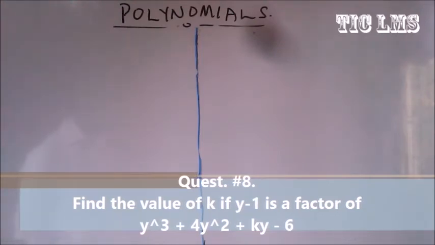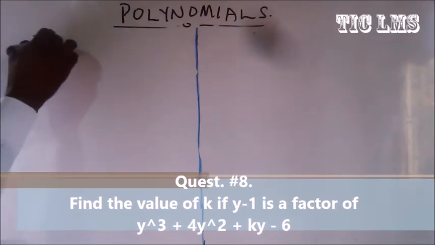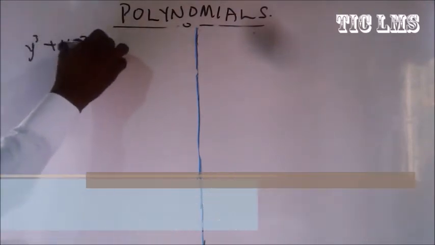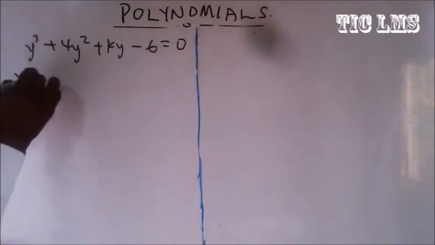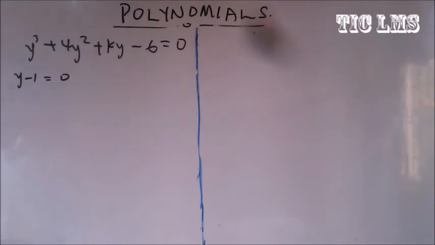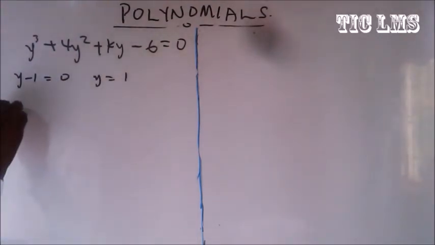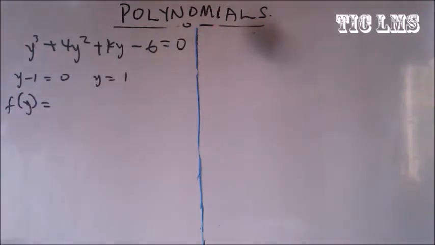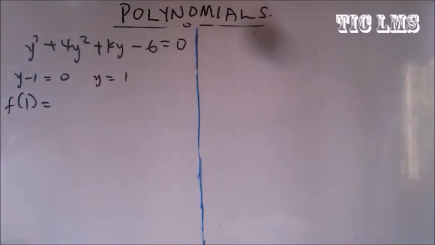Next question says, find the value of k if y minus 1 is a factor of y cubed plus 4y squared plus ky minus 6. We have this expression, y raised by 3 plus 4y squared plus ky minus 6. Now we will equate this expression to 0. And then we're given that y minus 1 is a factor. So if y minus 1 is a factor, this is equated to 0. And so y equal to 1. So what we'll do is that we'll have a function of y, and then we'll replace this y with 1.